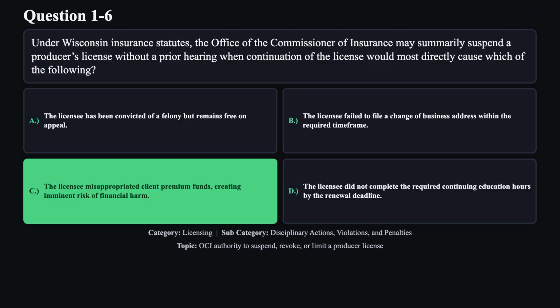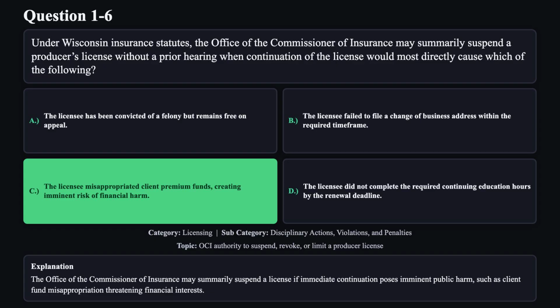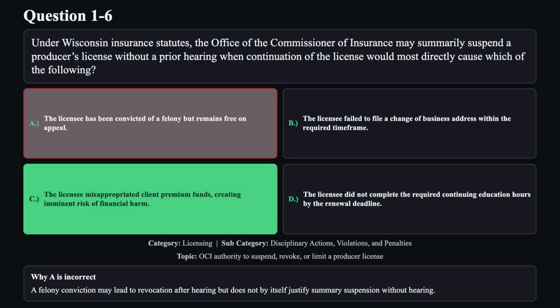The correct answer is C. The Office of the Commissioner of Insurance may summarily suspend a license if immediate continuation poses imminent public harm, such as client fund misappropriation threatening financial interests. Reason A is not correct. A felony conviction may lead to revocation after hearing, but does not by itself justify summary suspension without hearing.